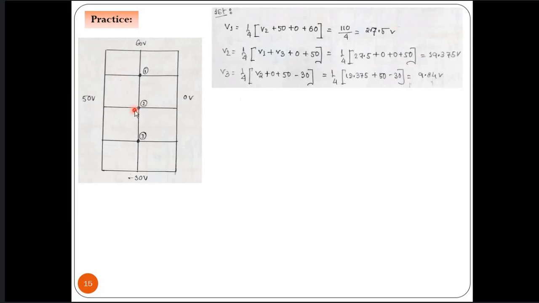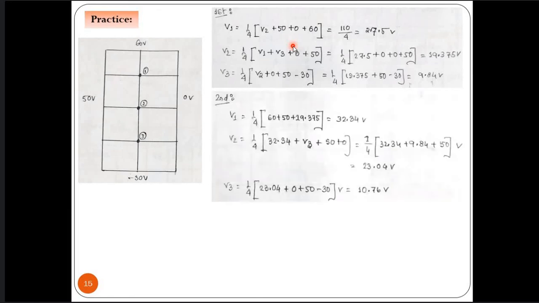Similarly, for V2, it will be 1 by 4, V1, V3, V1 plus V3. Then you write down the fixed node, 0 plus 50. It will be 19.375. And for V3, only this is the free node, V2. All are the fixed nodes, 50 minus 30, 0, 0, 50 minus 30, it is 9.84. This is the first step of the iteration method, or you can say the first iteration.